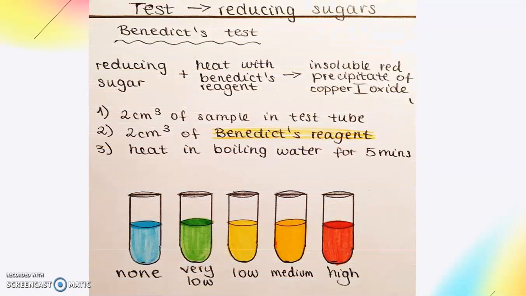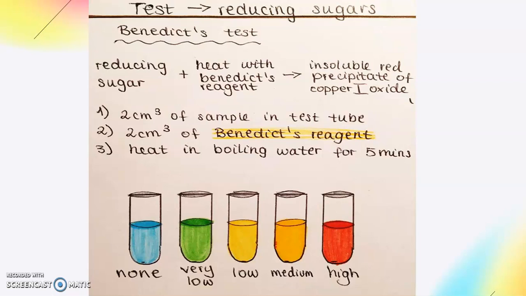Now the procedure of the Benedict test. Students are often given free-response questions to write about the procedures. First of all, in the Benedict test, we add the sample and heat it with Benedict's reagent, and if reducing sugars are present, an insoluble red precipitate of copper(I) oxide is produced.